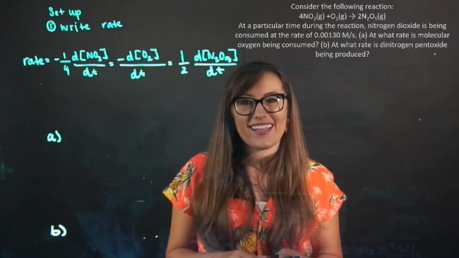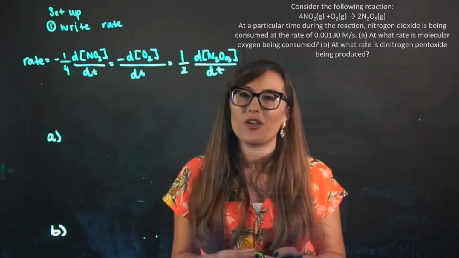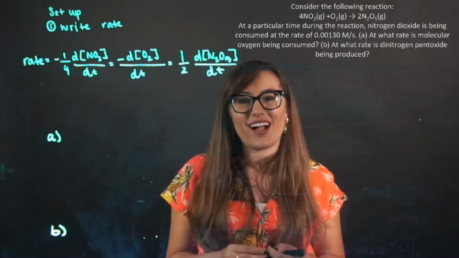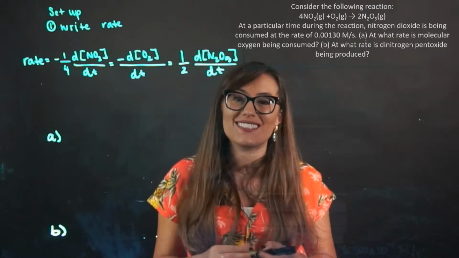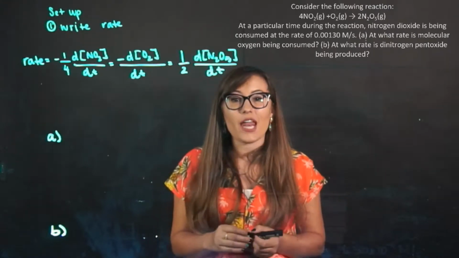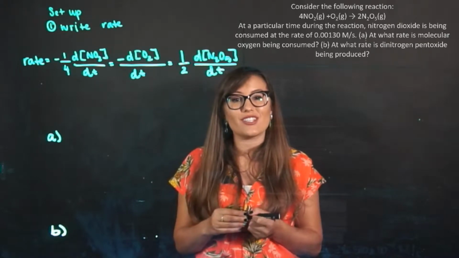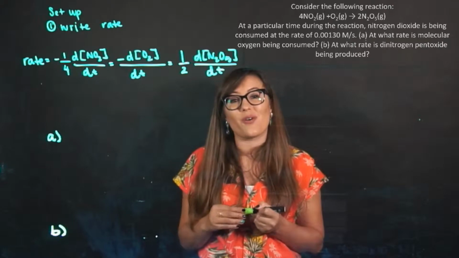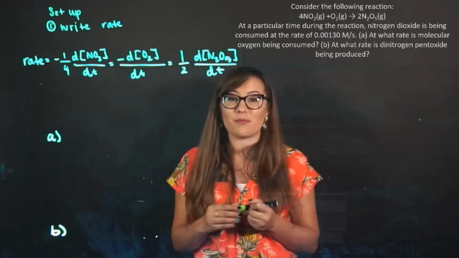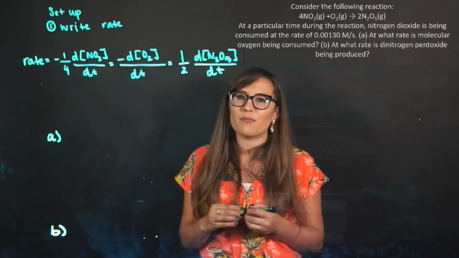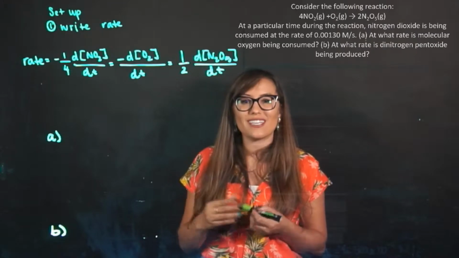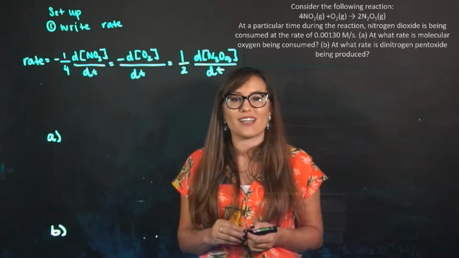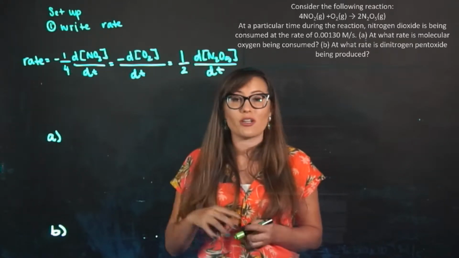Hello and welcome back. The following problem states: consider the following reaction of nitrogen dioxide reacts with oxygen to produce dinitrogen pentoxide. At a particular time during the reaction, nitrogen dioxide is being consumed at the rate of 0.00130 molarity per second. At what rate is molecular oxygen being consumed, and at what rate is dinitrogen pentoxide being produced? So there's two parts to this problem.